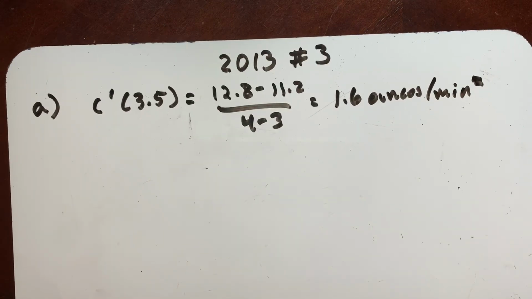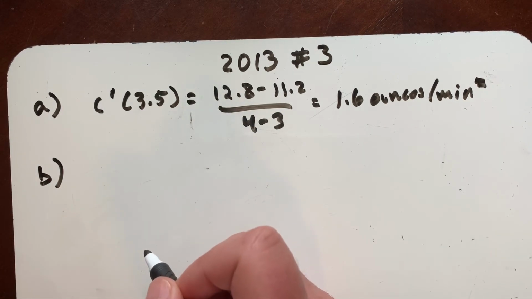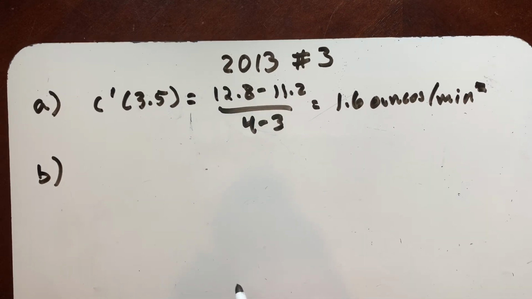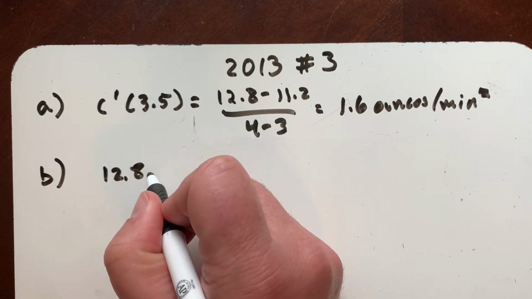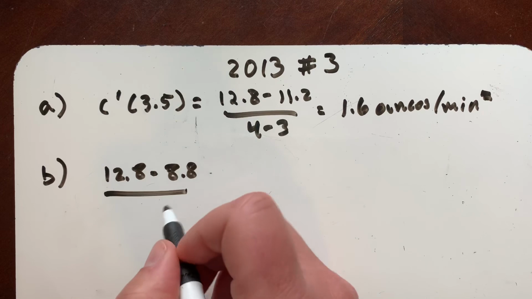Okay. Did they ask for anything else? Hang on just 1 second. Okay, let's keep going. So part B. Is there a time? Yes, there is. This is going to be using the mean value theorem. We learned that at the very beginning of the year and haven't used it too much since.